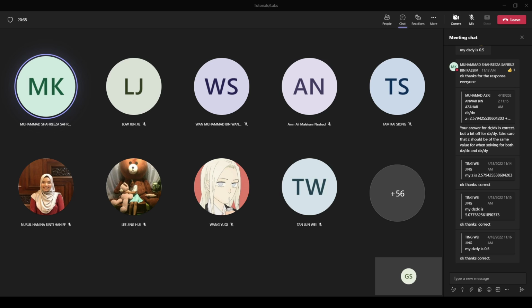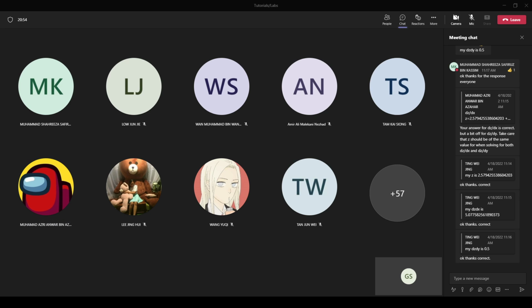Okay. Just be careful that your z should be the same for both dz/dx and dz/dy. Right? Your z should not change. Okay, just take care of that. All right, so if you've done that, then it seems okay.